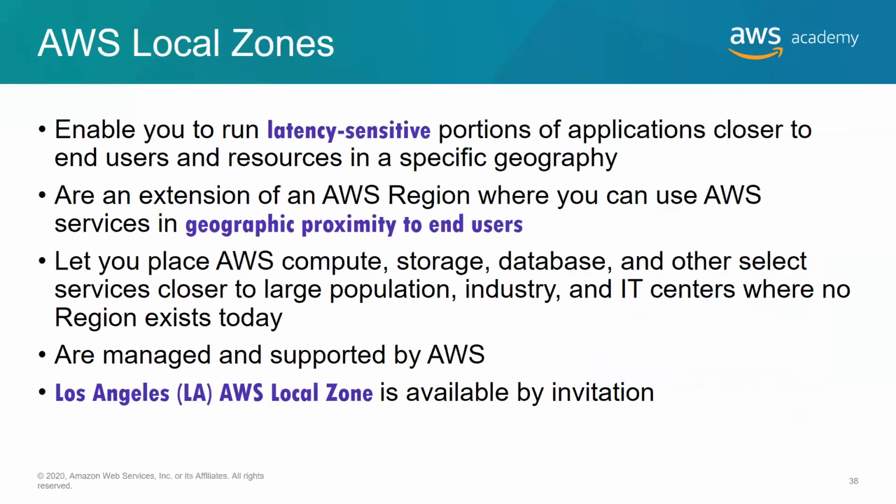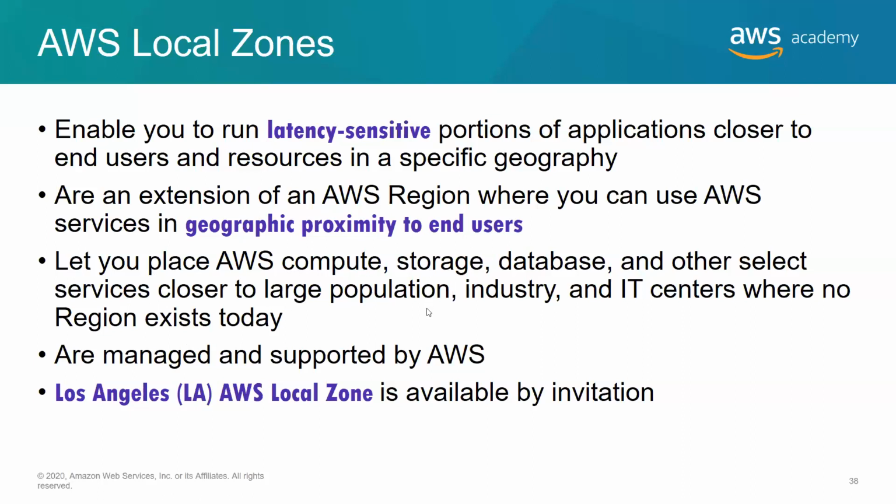Like I already told you, inside the availability zone we have a local zone. It enables you to run the latency-sensitive portion of an application closer to end users and resources in a specific geography, or an extension to an AWS region where you can use AWS services in geographic proximity to end users. Here you're going to place AWS compute, storage, database, and other selected services close to your population, industry, and IT centers where no region exists today, right? You're going to add all these resources here.